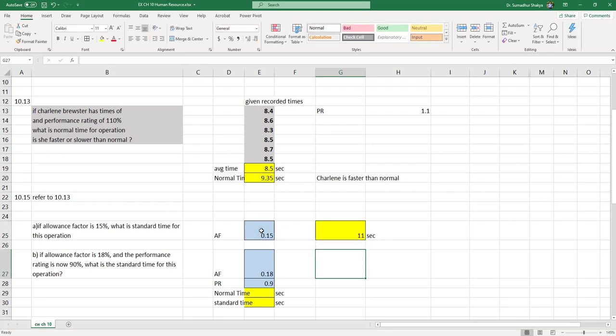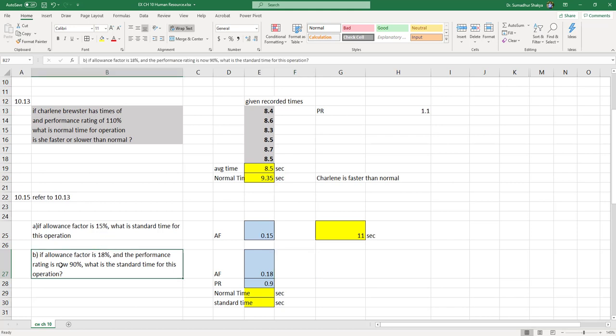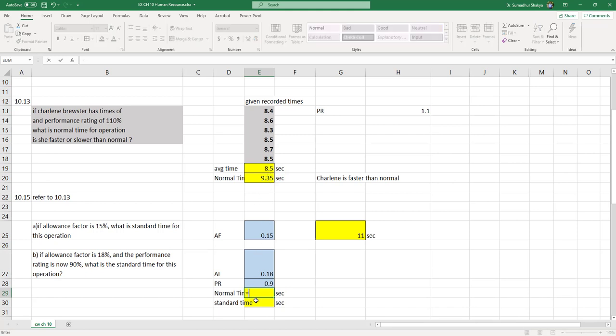Cool. Now in the next one, we've been given two different new numbers. If the allowance factor was 18% instead of 15%, and the performance rating is now 90%. So instead of somebody like Charlene, who was 10% faster than the normal person, this time the performance rating is only 90%. So we need to calculate the new normal time. Instead of 9.35, the new normal time is going to be the performance rating times the average time.